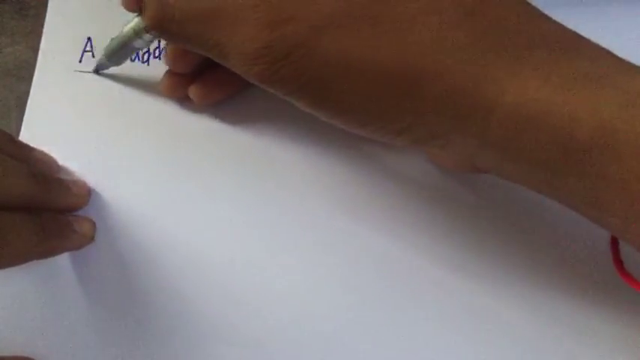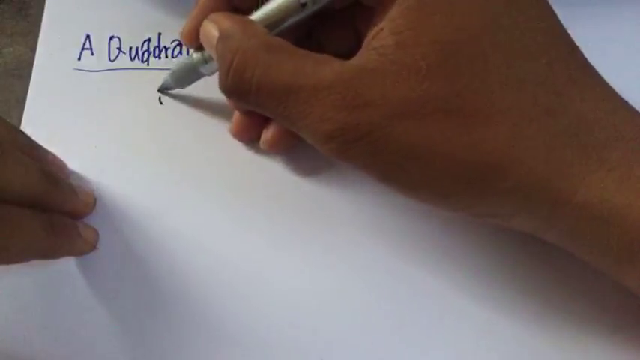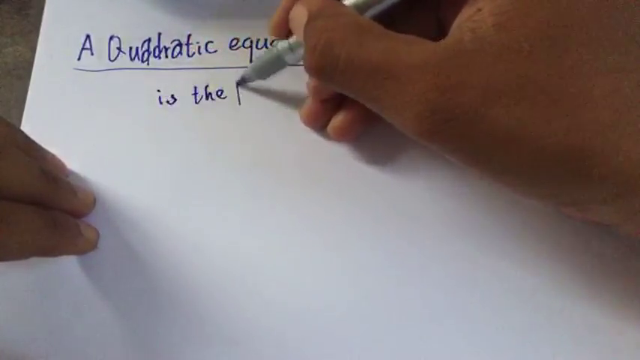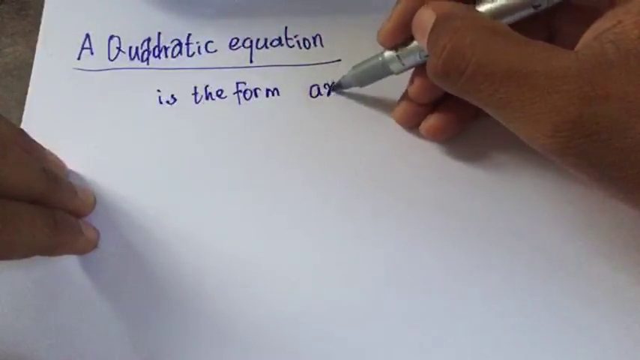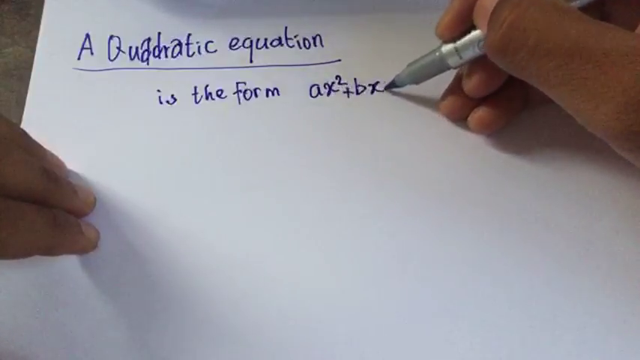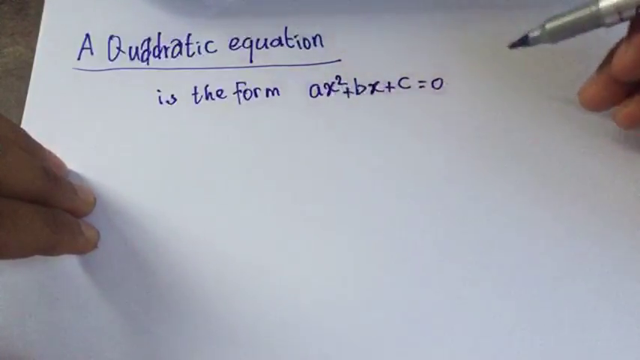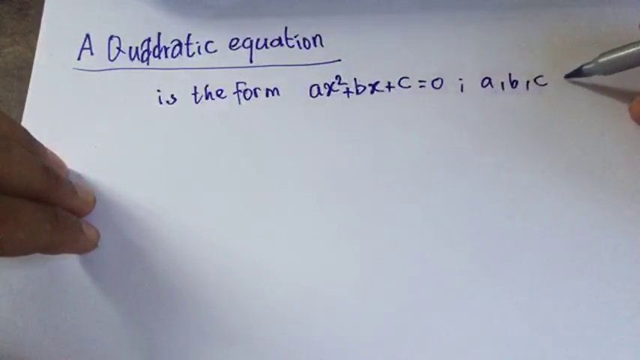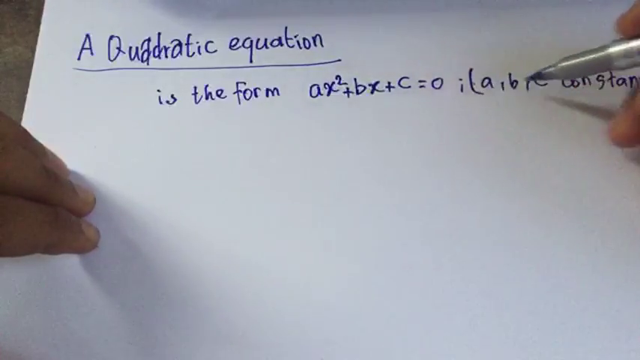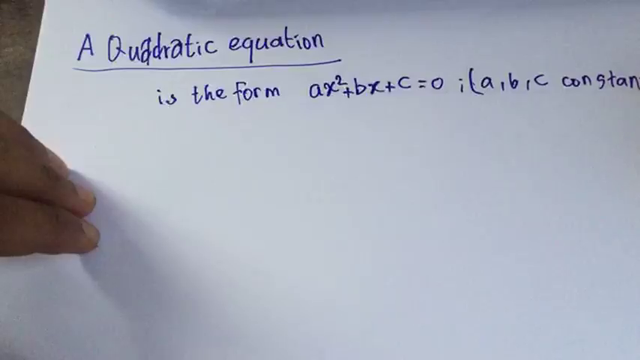I will introduce you to the quadratic equation. What is a quadratic equation? A quadratic equation is an equation in the form ax squared plus bx plus c equal to 0, where a, b, c are constants, and a is different from 0.